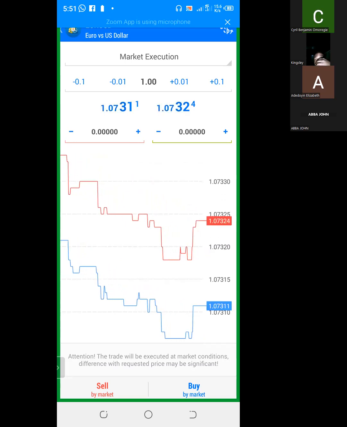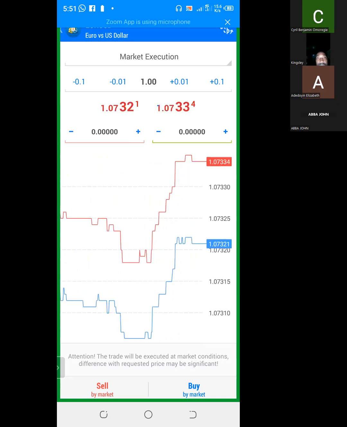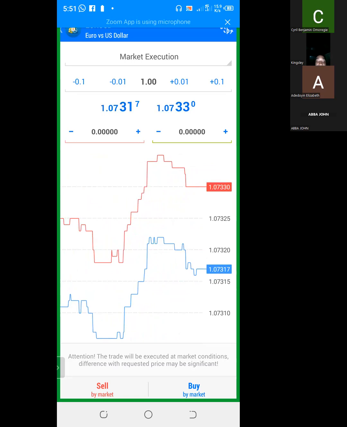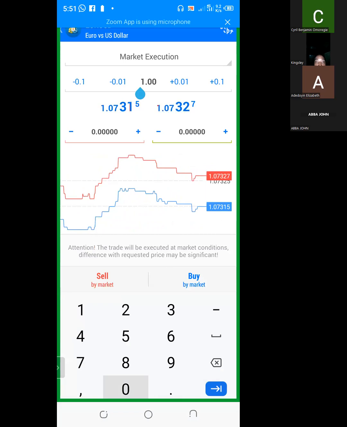Let's change it to 0.05. So tap that place and manually type in 0.05. John, do the same now. Change it to 0.05.